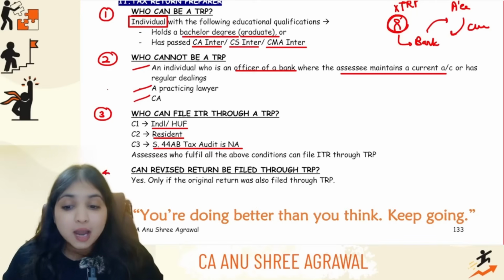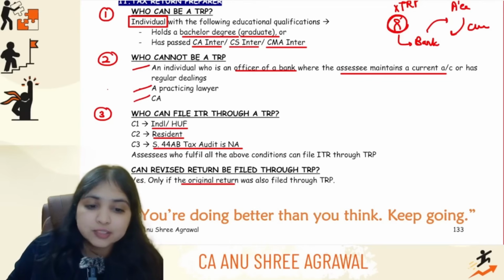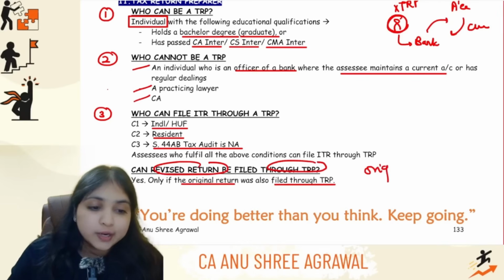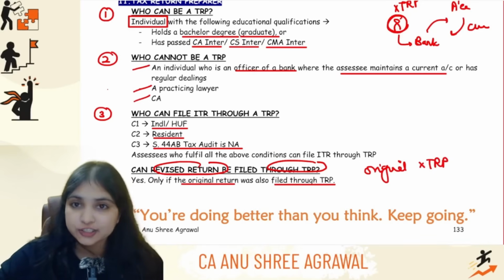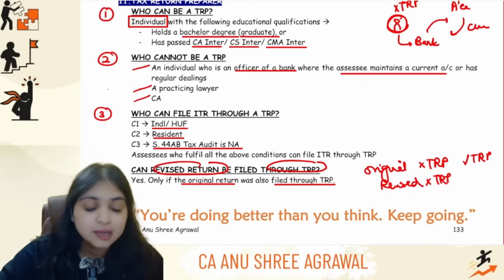And the last point, very important point: if your original return was filed through TRP, only then can the revised return also be through TRP. Which means if you yourself filed the original return and not through TRP, then your revised return also cannot be through TRP. But if your original return was through a TRP, then your revised return also can be through a TRP.